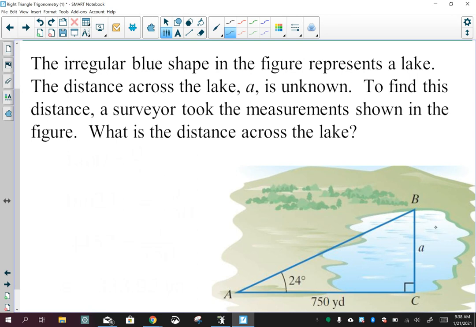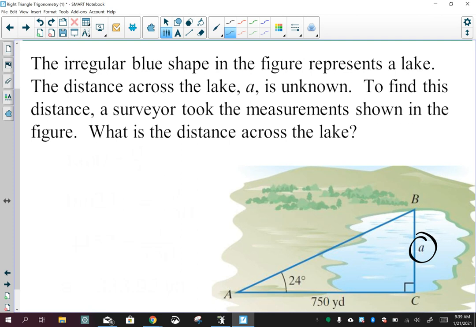So we have an irregular blue shape, and the figure represents a lake. The distance across the lake, A, is unknown. We don't know what that is. But to find this distance, a surveyor took the measurement shown in the figure. What's the distance across the lake?